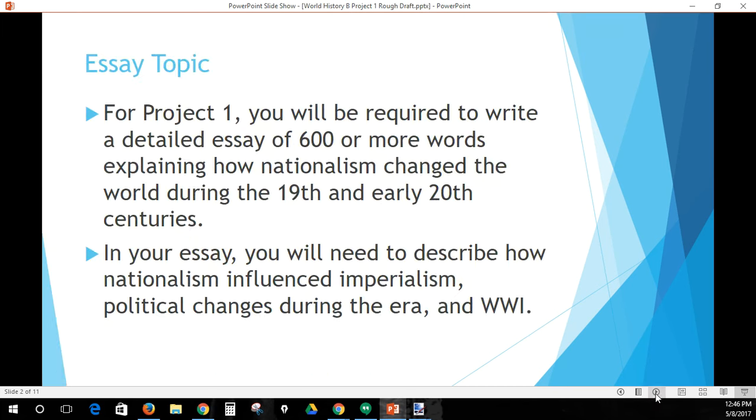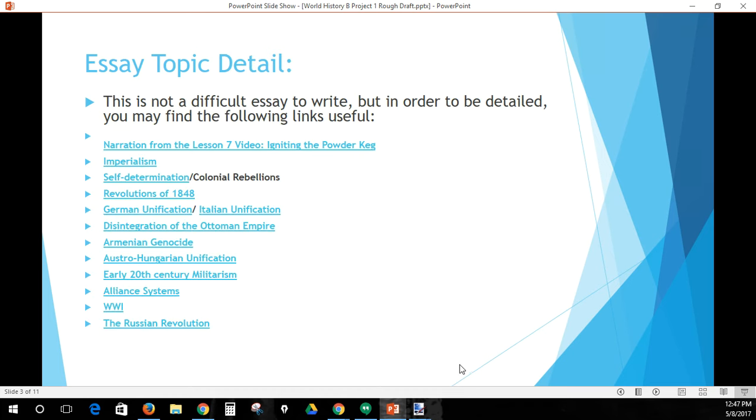Okay, so here's our essay topic. For Project 1, you will be required to write a detailed essay of 600 or more words explaining how nationalism changed the world during the 19th and early 20th century. In your essay, you will need to describe how nationalism influenced imperialism, political changes during the era, and World War I. And I also provide a number of links. This will give you information for your body paragraphs.